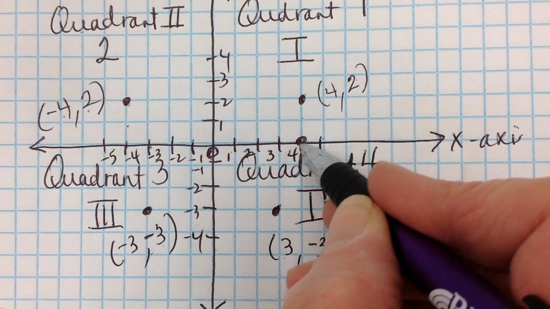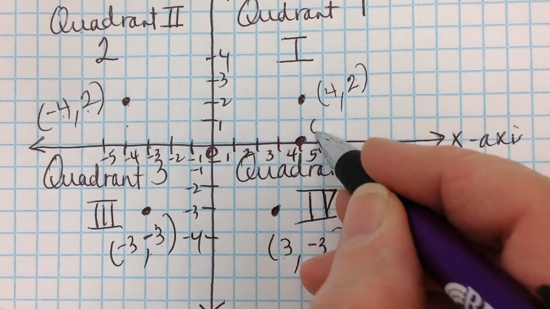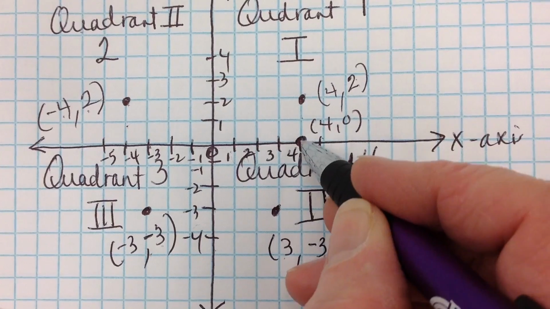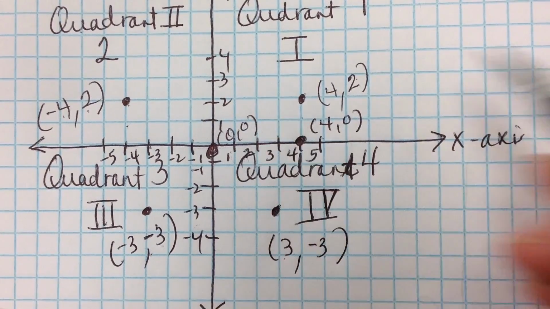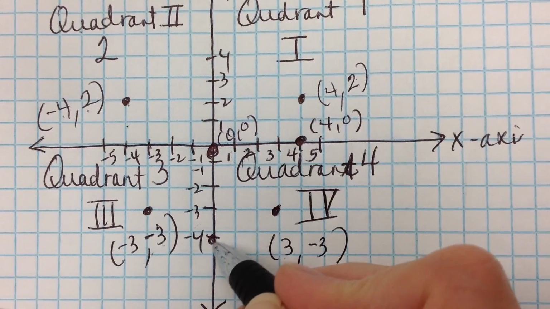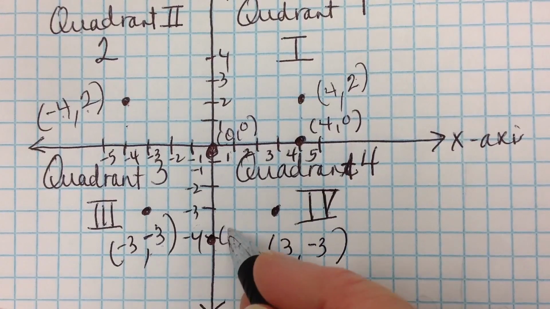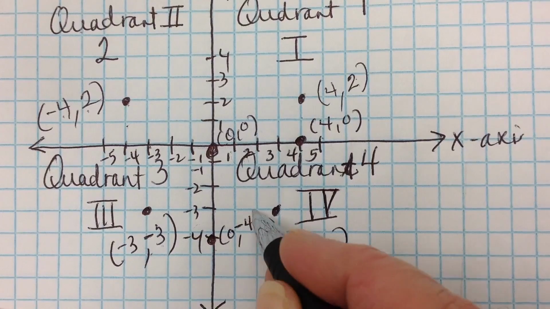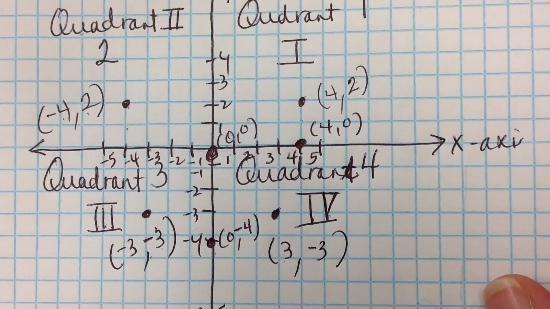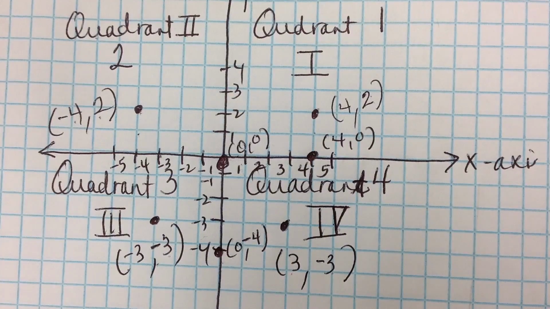Let's talk about this point right here. That's a point on the x-axis. That's the point (4, 0). Of course, we know that the origin is (0, 0). The name of this point right here, we didn't go anywhere on the x, so the x is 0, and we came down 4 on the y, so that's (0, -4). So I just wanted to go through and talk a little bit about our points on the rectangular coordinate system.